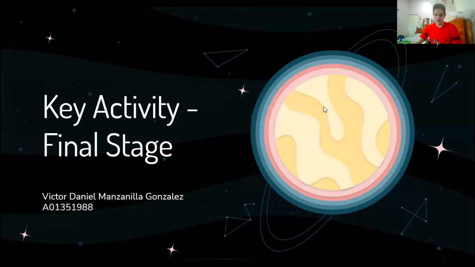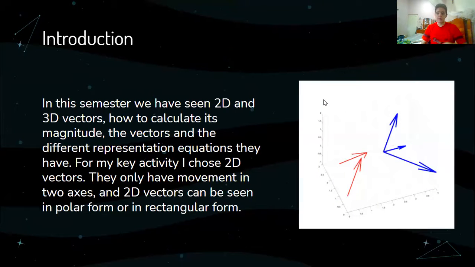So let's begin. In this semester, we have seen 2D and 3D vectors, how to calculate their magnitude, the vectors, and the different representation equations they have. For my key activity, I chose 2D vectors, and they only have movement in 2 axes, and the 2D vectors can be seen in polar form or in rectangular form.